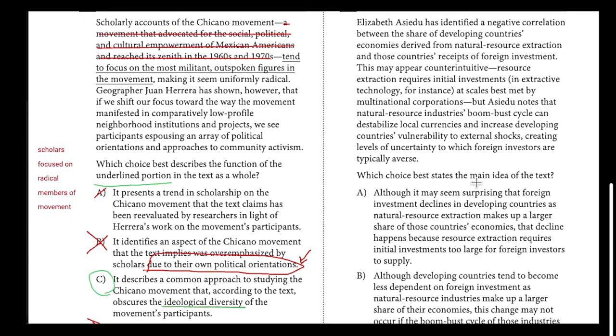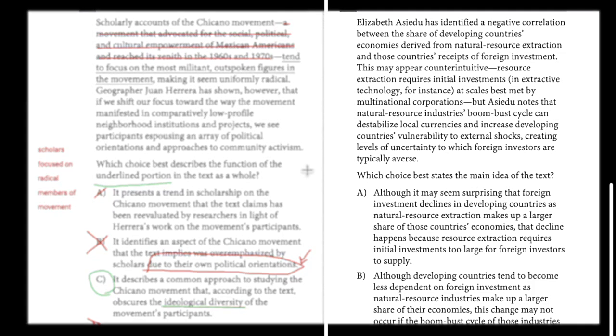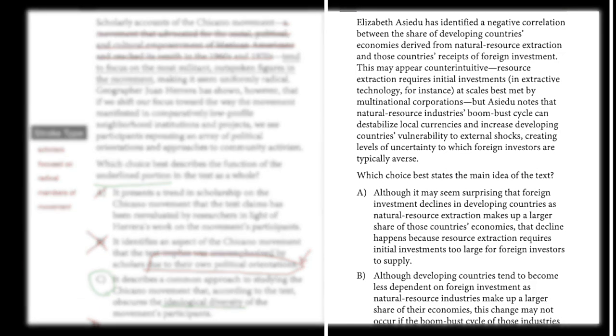For a main idea question, sadly, I won't be able to skim. I'm going to have to read the whole thing and kind of come up with what I think the main idea is. Elizabeth, I'm not going to try to say that, has identified a negative correlation between the share of developing countries' economies derived from natural resource extraction and those countries' receipts of foreign investment. Okay, negative correlation. So let's unpack this a little bit.